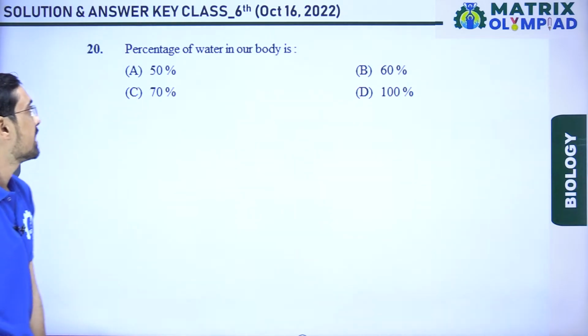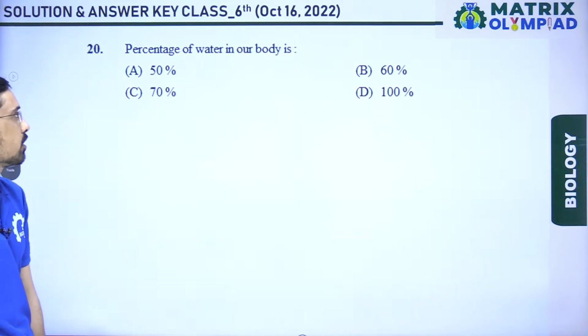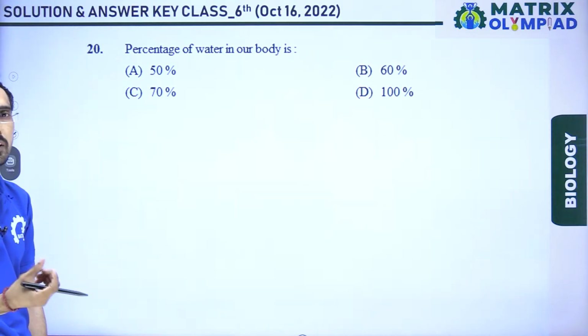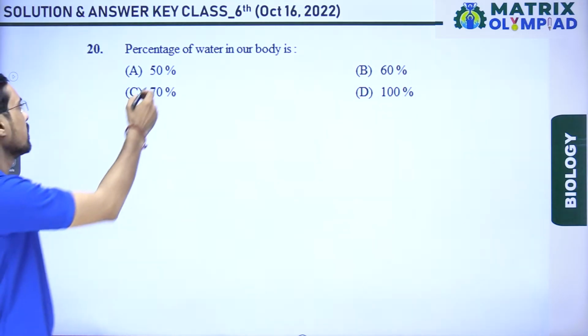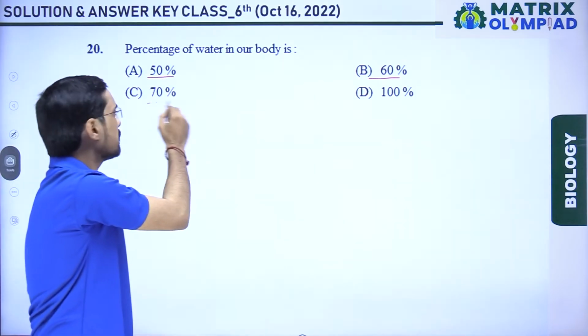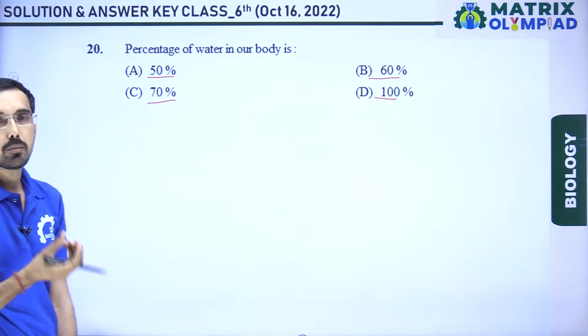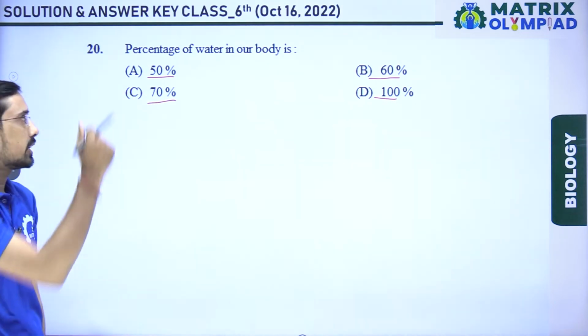Now move to the next question. Percentage of water in our body. What will be the percentage of water in our body? Options are given: 50%, 60%, 70% and 100%. We have to select the percentage which is most appropriate in our body.